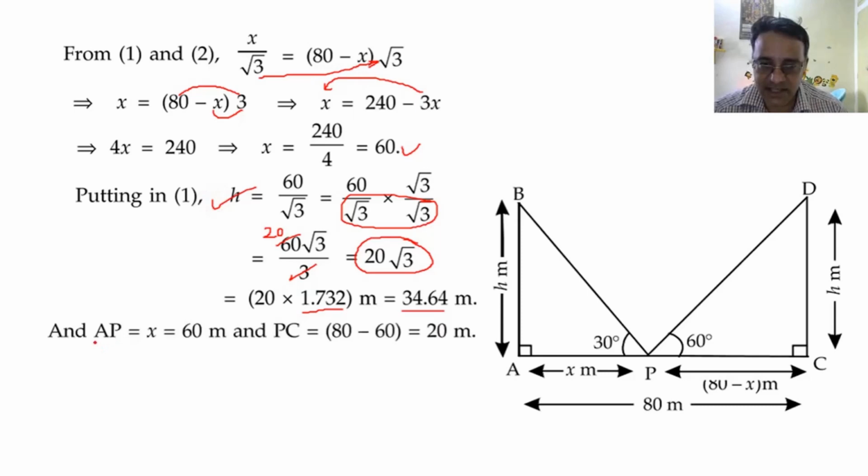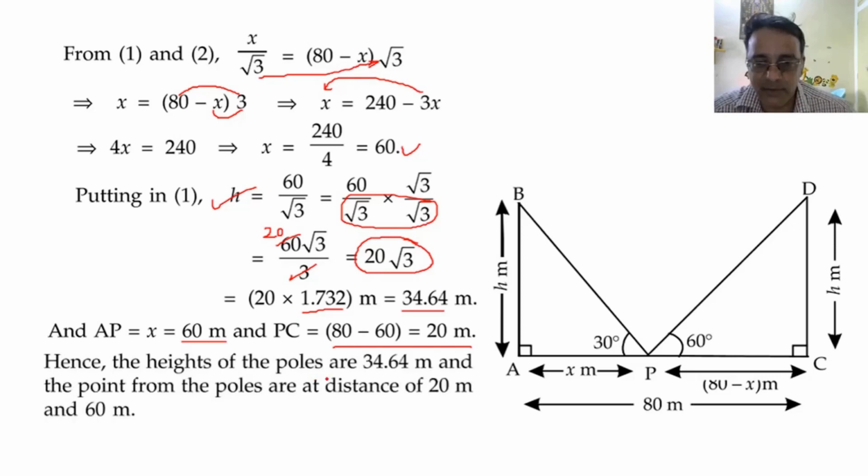Now the distance AP is equal to x, that is 60 meter, which we already got, and PC is equal to 80 minus 60, that is equal to 20 meter. So hence the height of the poles is 34.64 meter, and the points from the poles are at a distance of 20 meter and 60 meter. Any doubt in this question?